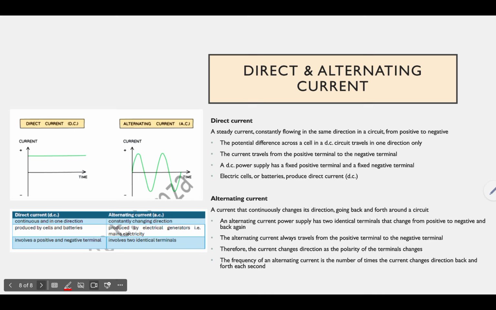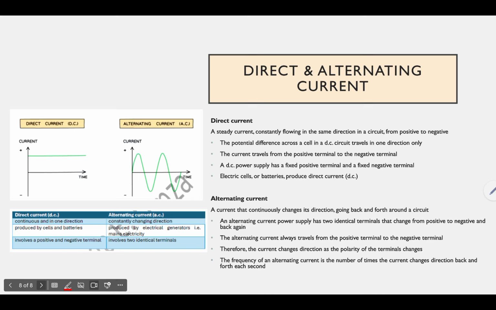Alternating current, however, has continuously changing current, which changes its direction back and forth. An alternating current power supply has two identical terminals that change from positive to negative and vice versa. That's why it's known as alternating. Here they travel from positive terminal also to negative terminal. So the current changes direction as the polarity of the terminal changes. So when the terminals change, it starts moving the other way around.